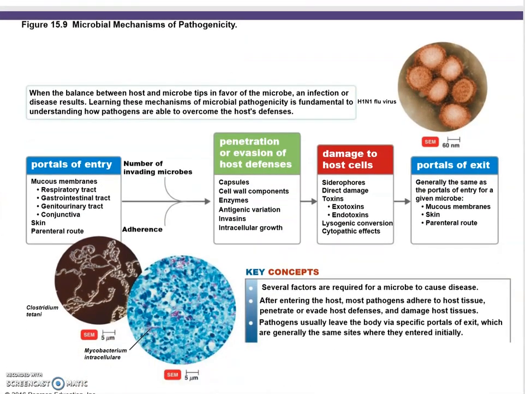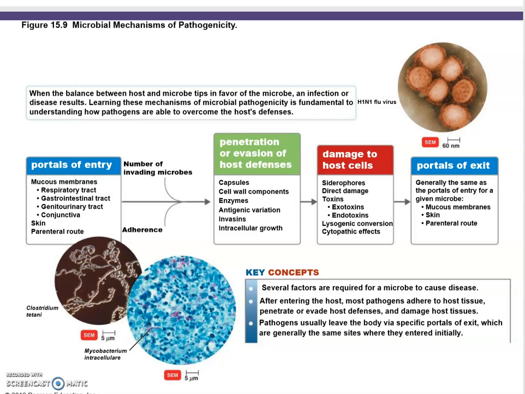And here's our last slide summarizing the pathway of a pathogen through your body. We're starting out with the portals of entry, and there's a list of them right here. Then don't forget about the ID 50, the infectious dose 50, so the number of invading microbes, and how they attach to your cells, then how they penetrate or evade your host defenses, and there are the items listed here, how they cause damage to your host cells, the items listed, and then finally your portals of exit.